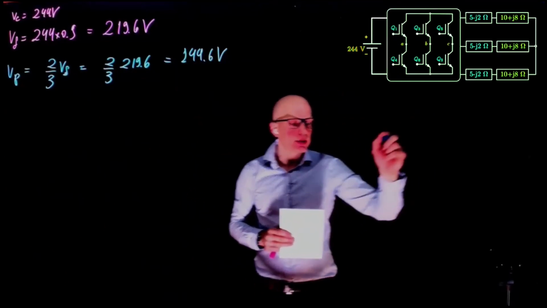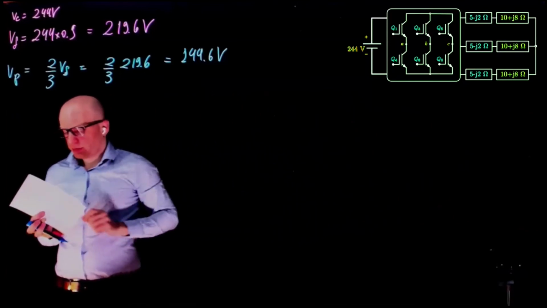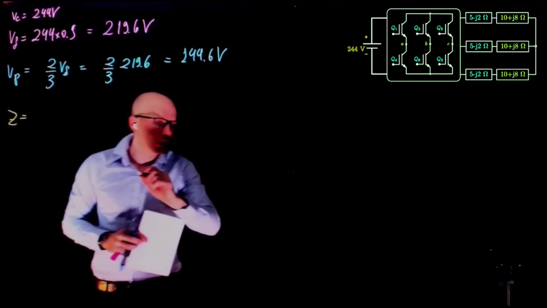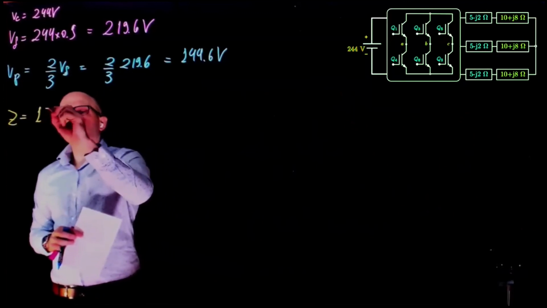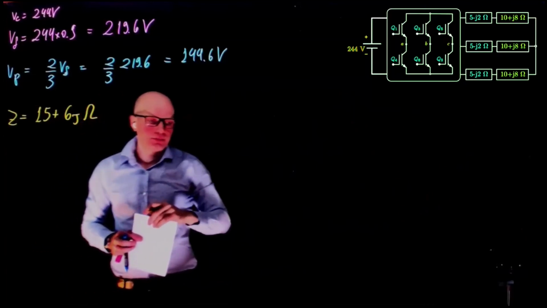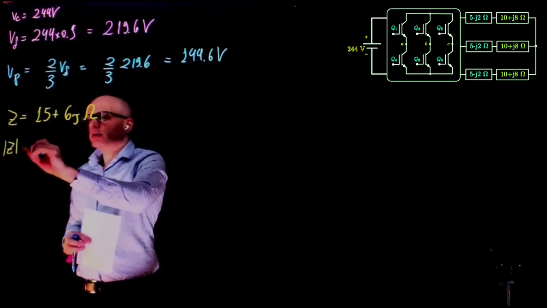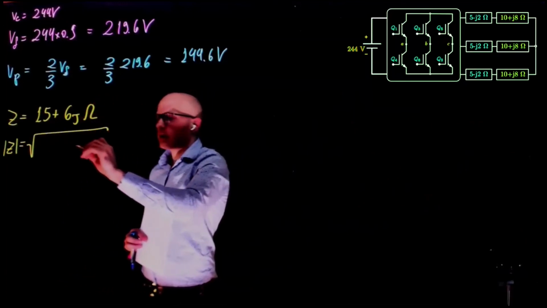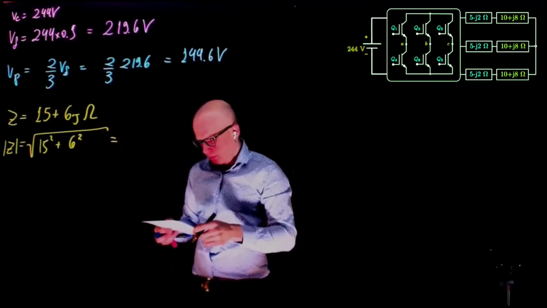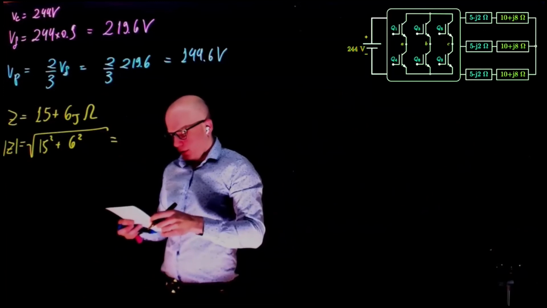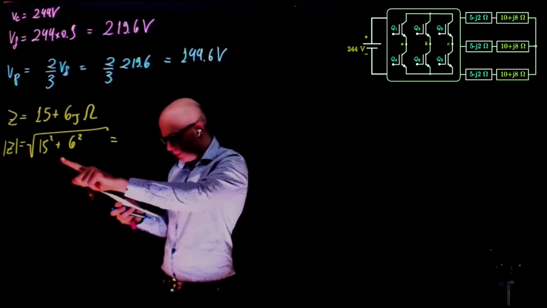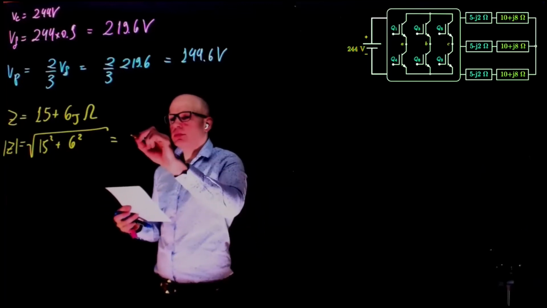What is the impedance there? The impedance is easy to calculate. The resulting impedance is the sum of that impedance. So Z equals 15 plus 6j omega. The magnitude of Z is the square root of the real part squared plus the imaginary part squared. This is 8 point, how much is that? Can someone calculate this for me, please? 16.155.